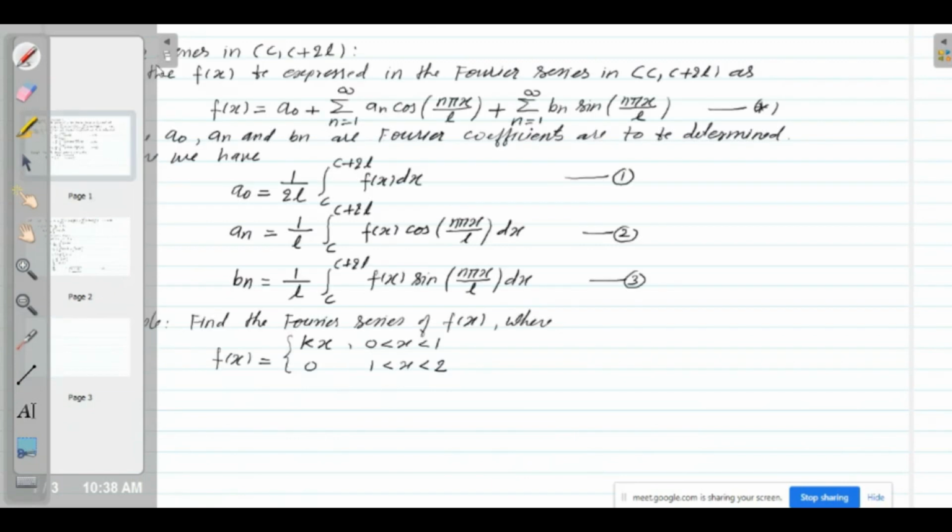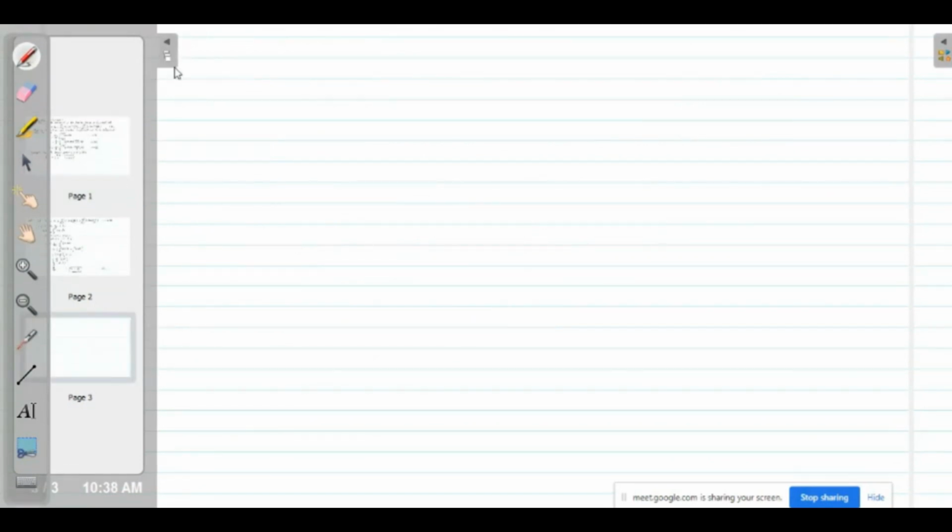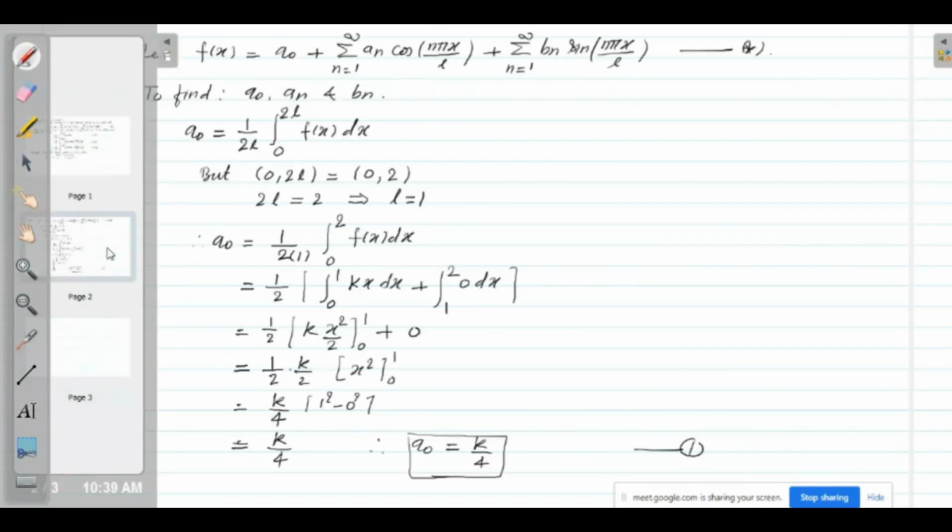Let us move to the next page. So what is the formula for an? An is 1 upon L, integration from 0 to 2L f of x cos n pi x by L dx. So just write down.